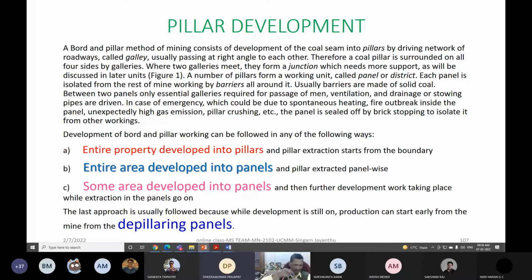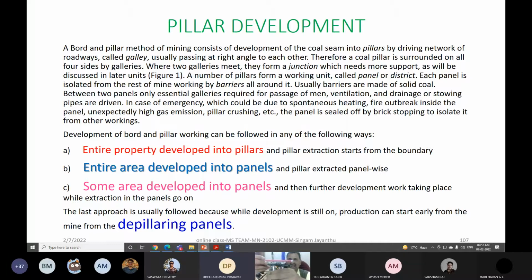Now, how are we making it? This may be a square when you are making your levels and dips in the same dimension, along the dip and along the level. Then it becomes a square, right? Otherwise, it is a rectangle when one of these dimensions is less. This is a rectangle. I hope you are able to see this, right?